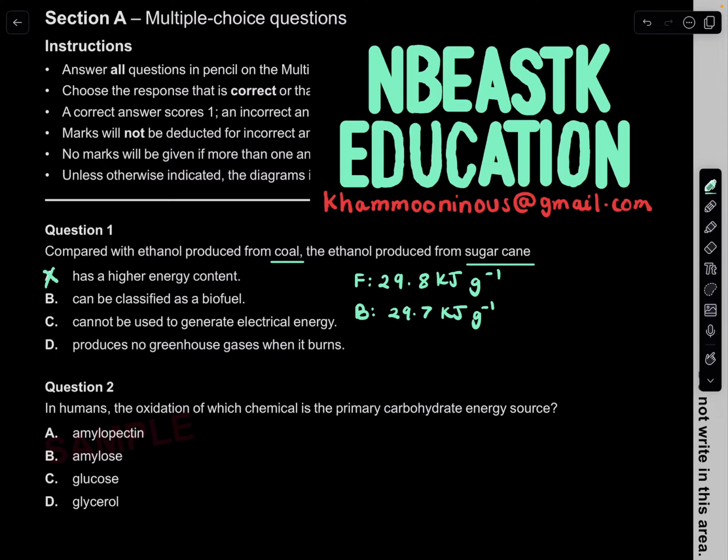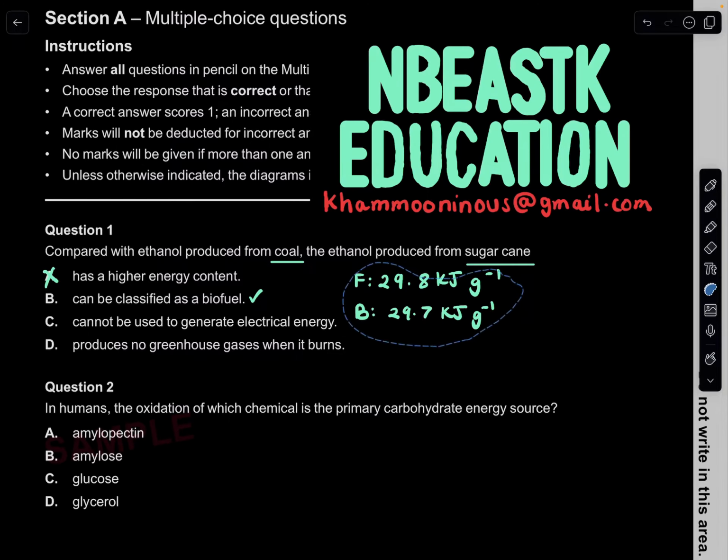Next one, B: can be classified as a biofuel. Yes, it is. Ethanol that is produced from sugarcane is classified as a biofuel. Because remember, for it to be considered a biofuel, it needs to be replenished quicker than it's consumed. Now, think about it. Sugarcane, you can grow for, let's say, 1 year and you can just keep growing it. It's very easy to replenish, whereas look at coal. Coal takes millions of years to form. So the big difference is the timing. Absolutely, sugarcane is renewable, hence it is considered a biofuel. So I'm going to put a tick on that one. And let's have a look at the other ones.